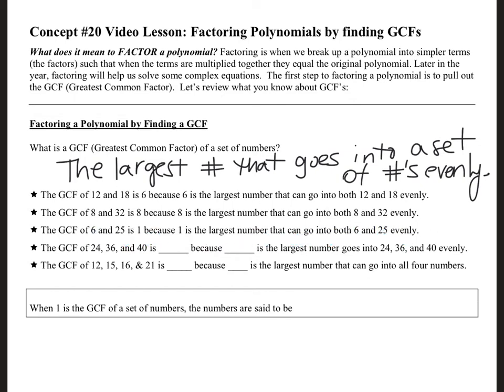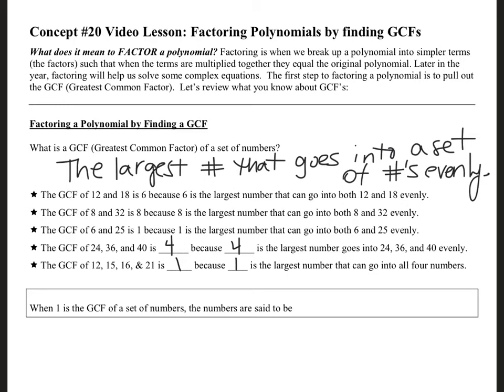So stop the video for just a moment and finish these next two sentences. So you should have gotten that 4 is the GCF of 24, 36, and 40 because 4 is the largest number that goes into each number evenly. The GCF of 12, 15, 16, and 21 is 1 because 1 is the largest number that can go into all four numbers, right? There are other numbers that go into 3 out of 4 of them, but there isn't anything other than 1 that goes into all 4 of them.